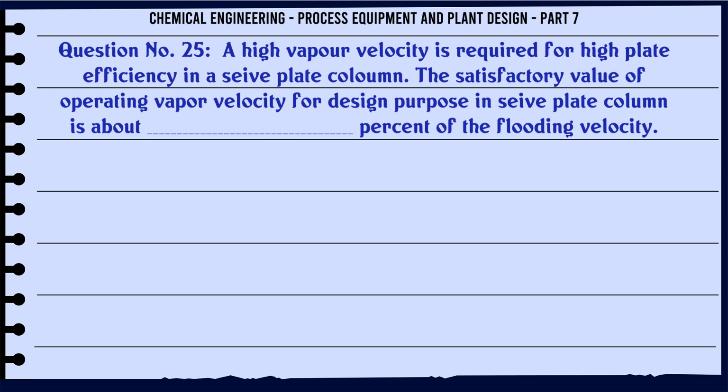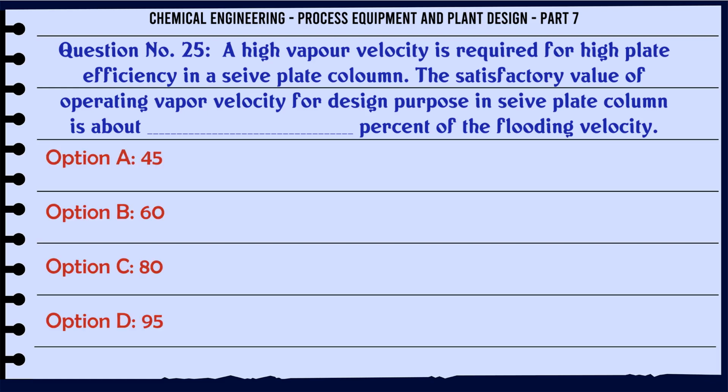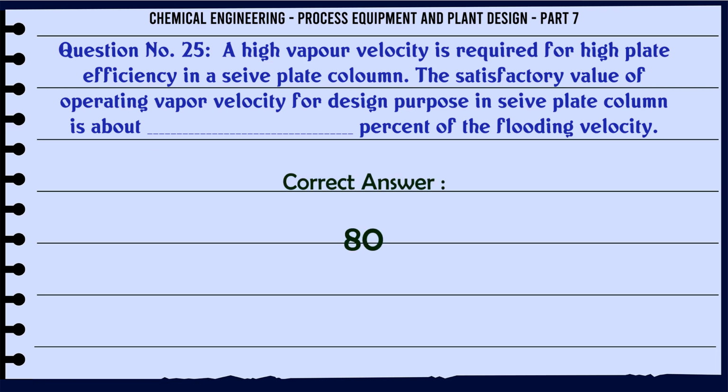A high vapour velocity is required for high plate efficiency in a sieve plate column. The satisfactory value of operating vapour velocity for design purpose in sieve plate column is about % of the flooding velocity. A 45, B 60, C 80, D 95. The correct answer is 80.